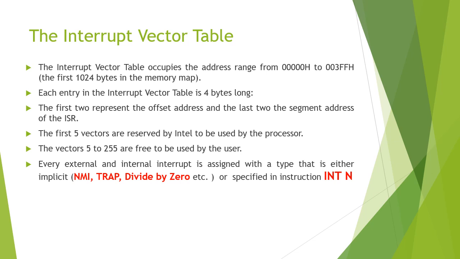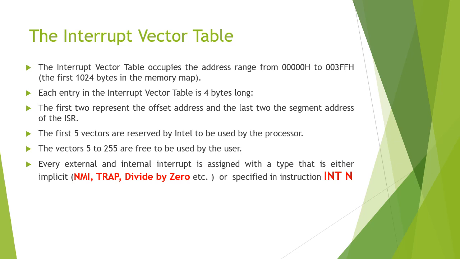Each entry in the interrupt vector table is 4 bytes long, and each entry holds the IP and the code segment address. The first two bytes represent the offset address and the last two the segment address of the ISR. And there are various divisions of this address space of 1024 bytes.